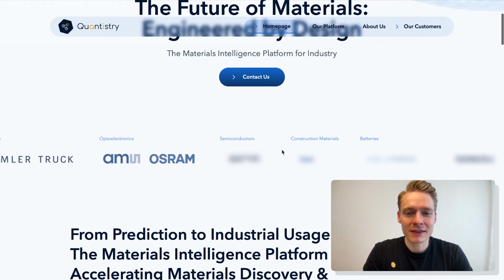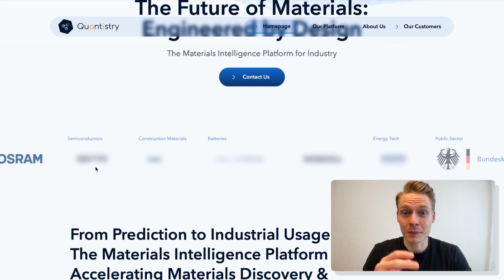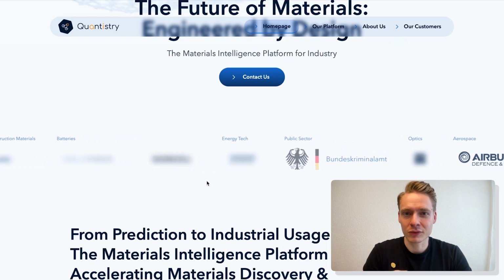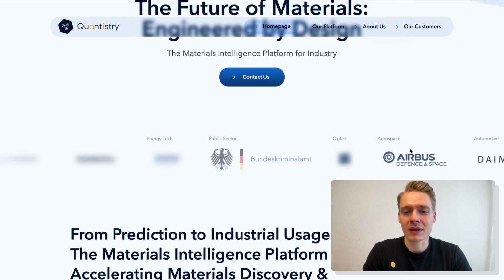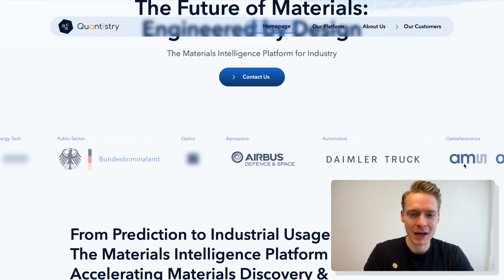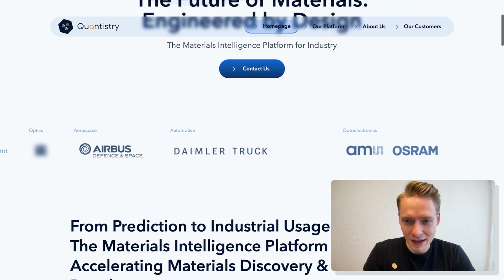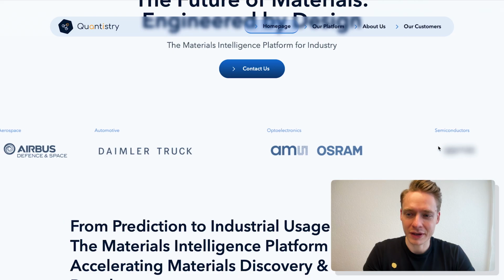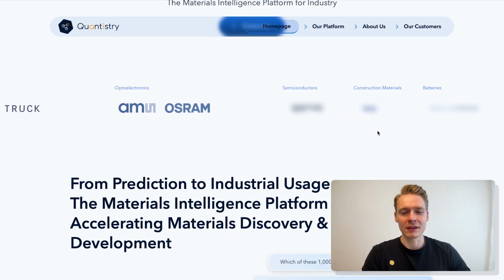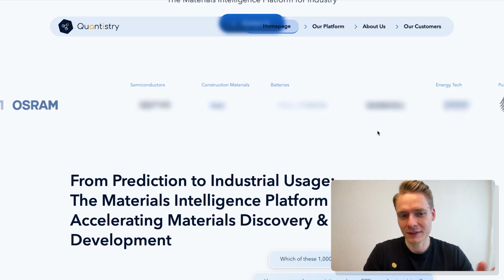Here we already see a couple of names running through. So for example, Osram, which is a big semiconductor manufacturer in Germany in the industry of LEDs. You see also Airbus here, and Daimler Trucks, so car manufacturing, airspace, defense, and many others. And there are also some which are blurred out. So they do already work with companies using their expertise, and we will learn a little bit more about what the expertise is right now.